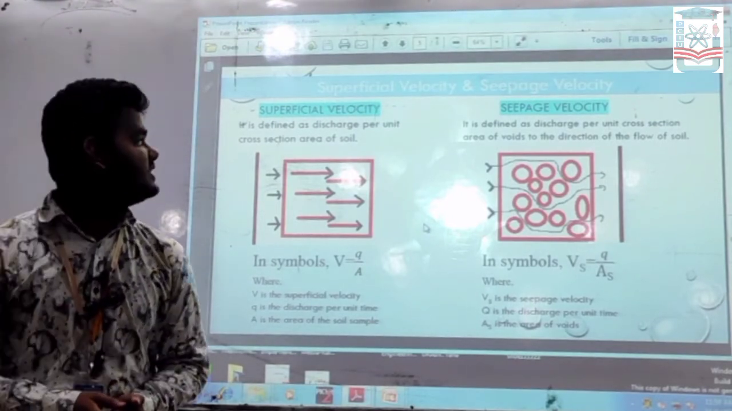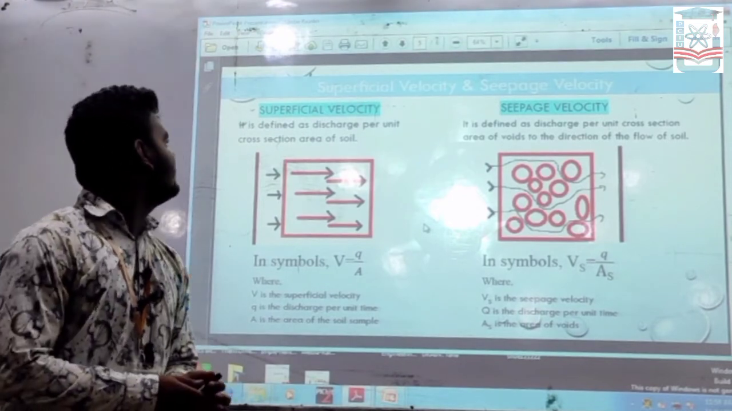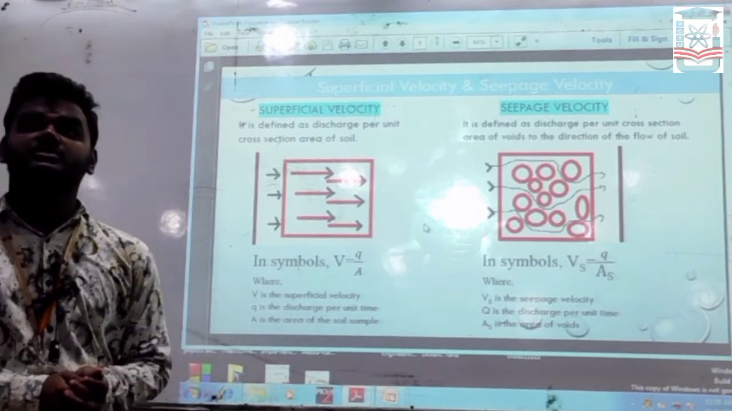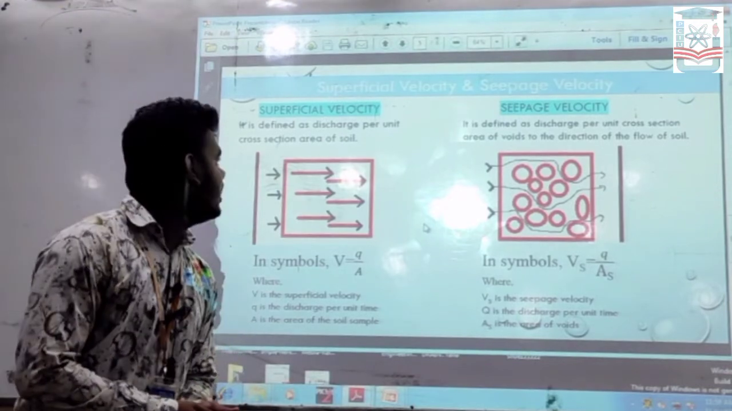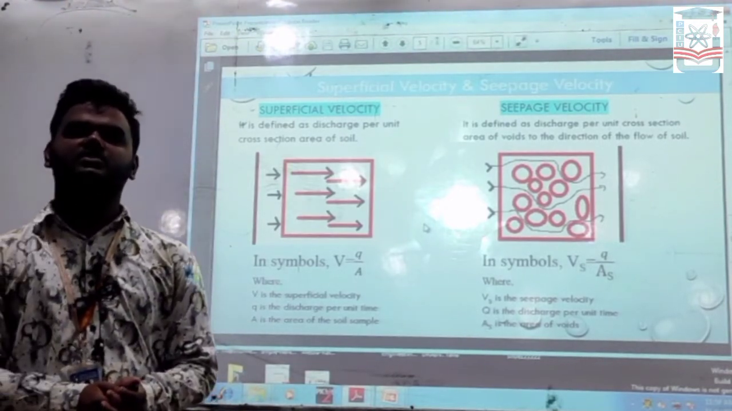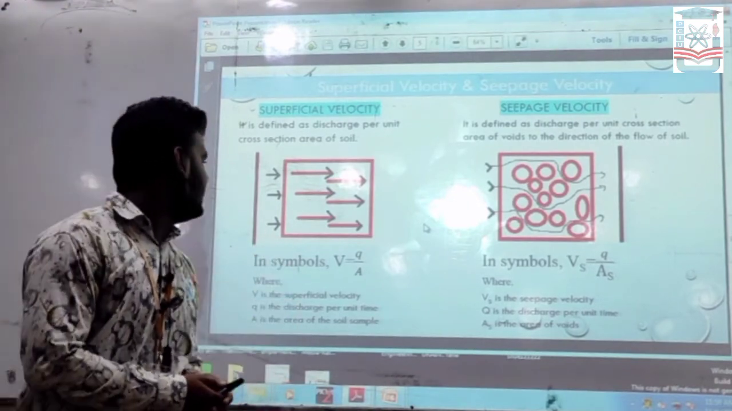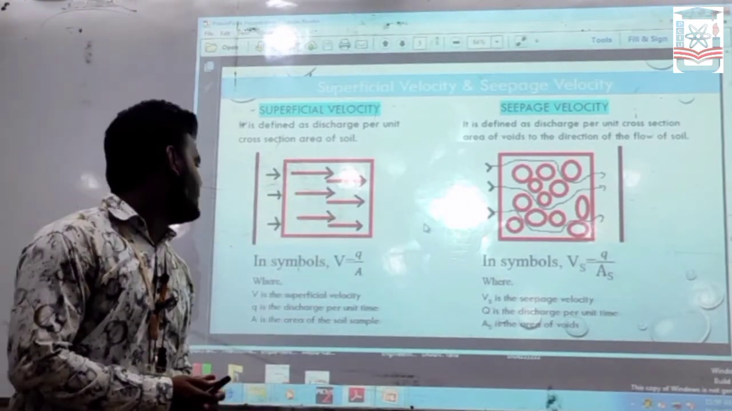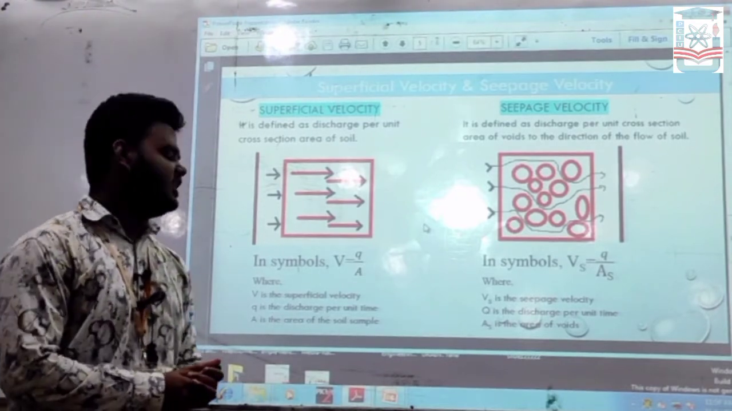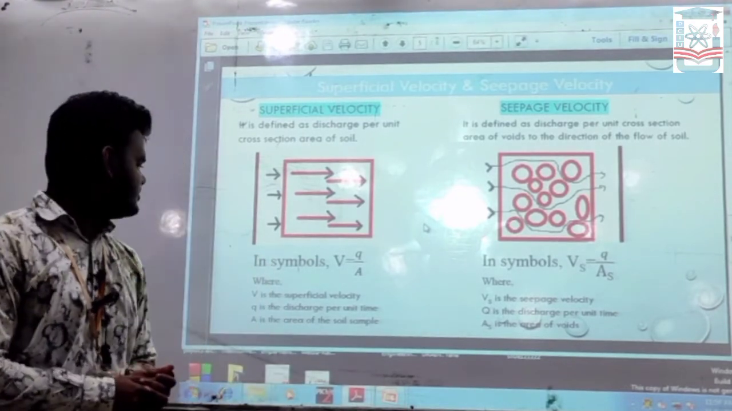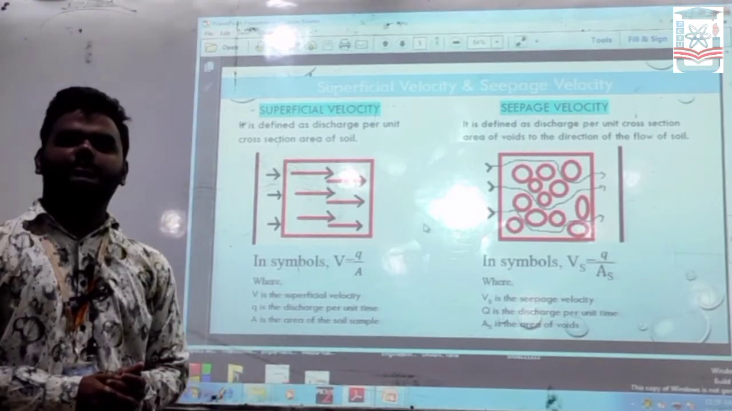Now I am going to discuss two types of velocity that we can see in terms of soil. First one is superficial velocity. Superficial velocity is defined as the discharge per unit cross section of the soil. That means we consider the total area of the soil, the area of voids plus the area of soil solids. In this figure we can see the water flowing in this direction. In symbols, V equals Q divided by A, where V is the superficial velocity, Q is the discharge per unit time, and A is the area of the soil sample, that means the total area.